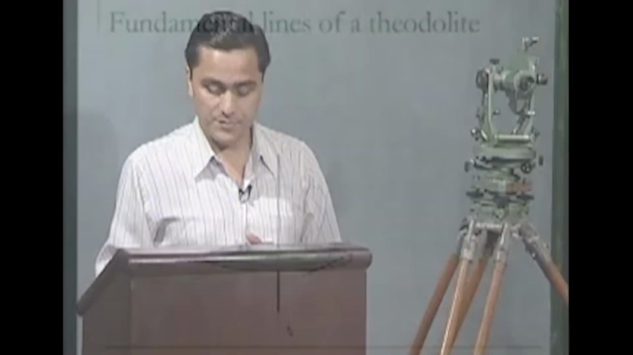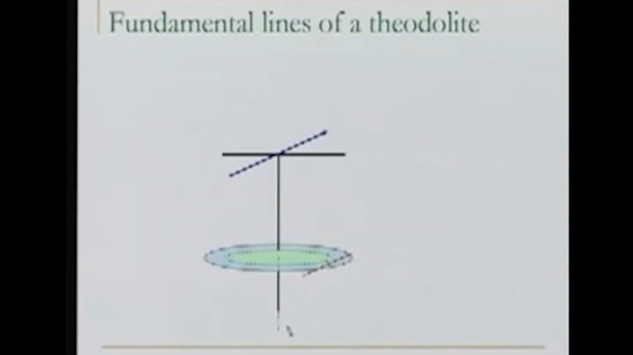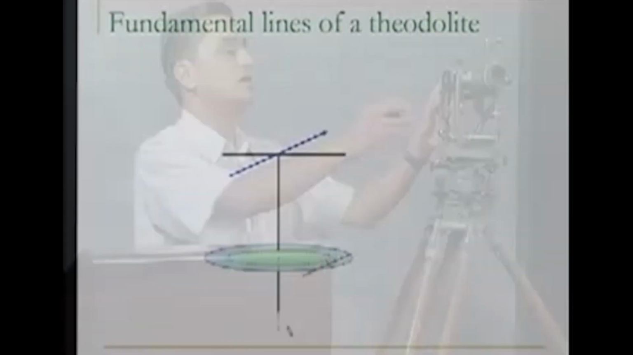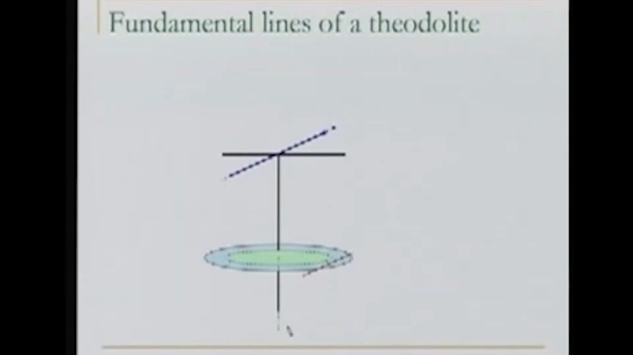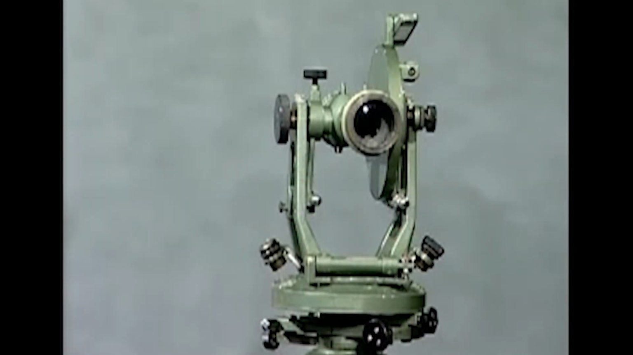If you go further up, we have the horizontal axis. This is the horizontal axis about which we can rotate the telescope. Well, we go further. This is the line of sight. Line of sight means the line in the telescope, defined by the intersection of the crosswire and the center of the objective lens. The line joining these two is the line of sight. Also we have the line of collimation, another line, which joins the center of the eyepiece lens and the center of the objective.